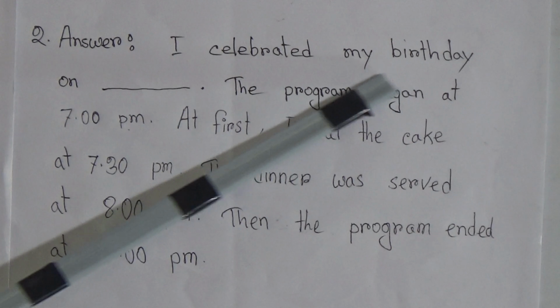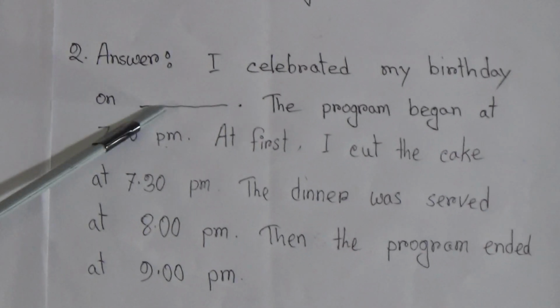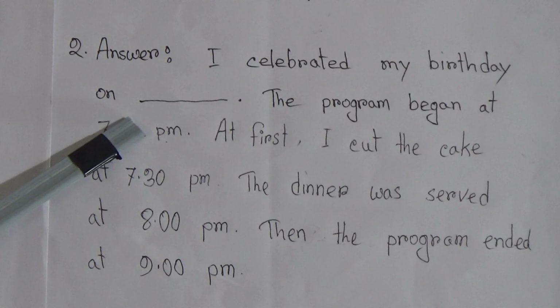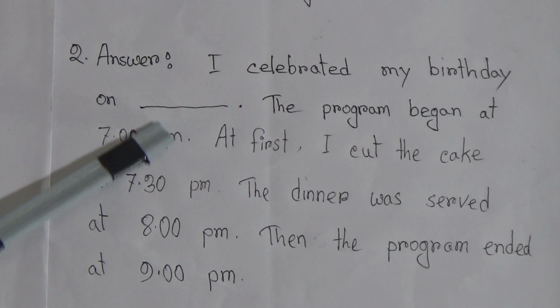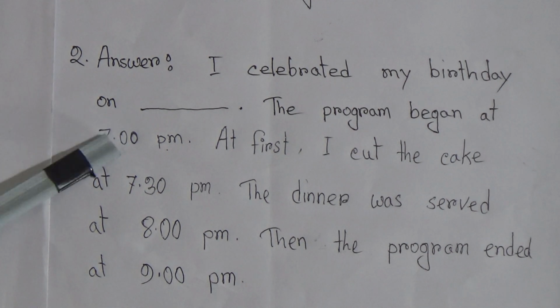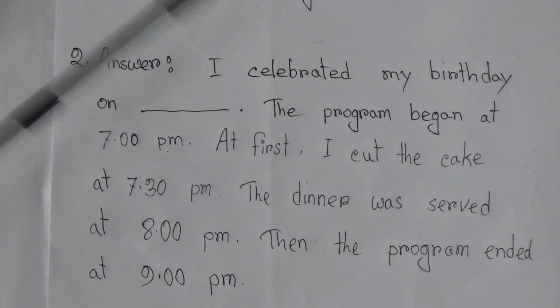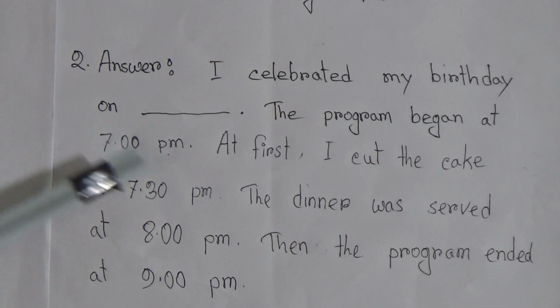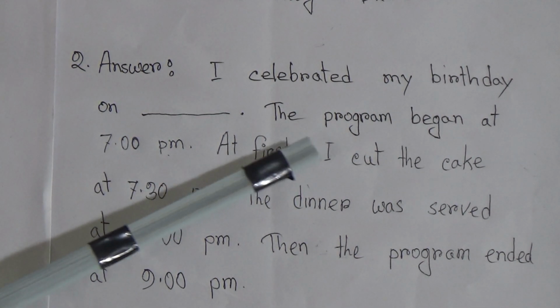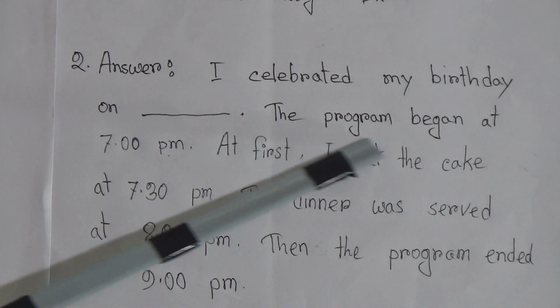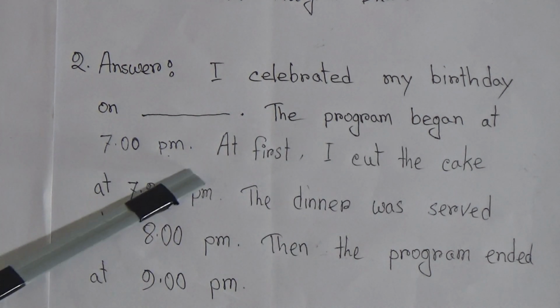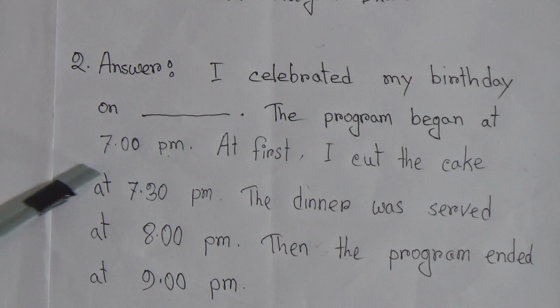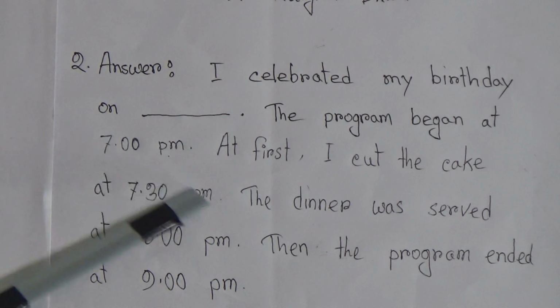I celebrated my birthday on dash. You can write your own birthday here. Okay, suppose 10th January or 5 February. Okay, so like this you can write your own birthday. Then the next question was, when did the program begin? The program began at 7 p.m. Okay, see, you have to write the time in number.